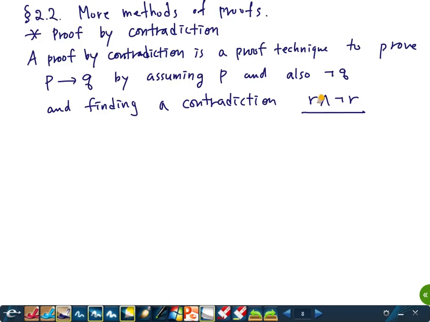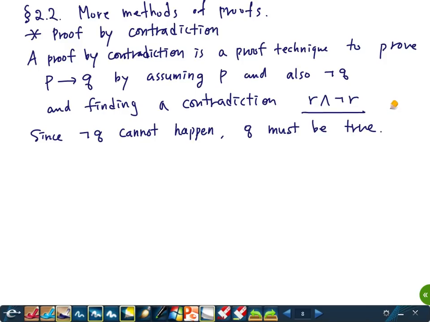So if you assume P and also not Q, and if you find a contradiction, that means Q must be true, because P and not Q cannot happen. Since assuming P, not Q cannot happen, in this case, we must have, or Q must be true. So this is the conclusion. Q is true.